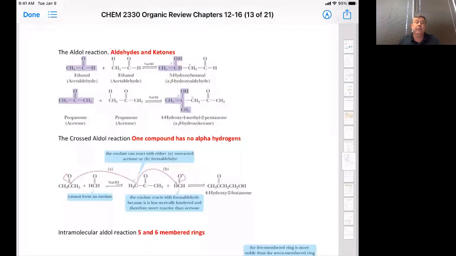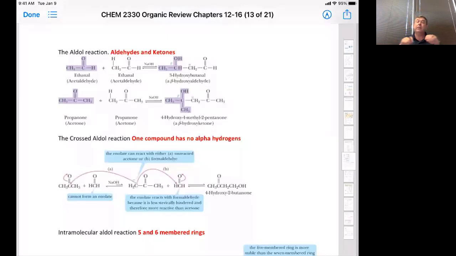If we have only one of the compounds having alpha hydrogens, that's a crossed aldol reaction, because only one can make the enolate, and then that creates our nucleophile and it has to attack the other species. So that makes for a cleaner reaction and a very easy way to make your beta hydroxy aldehyde or ketone.